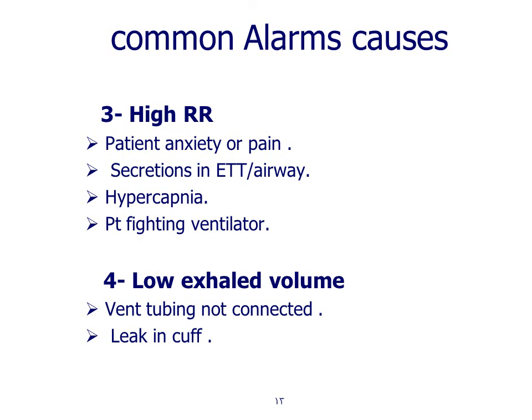High respiratory rate: the patient is anxious or in pain, secretion in endotracheal tube, hypercapnia زيادة ال CO2, patient fighting ventilator. Low exhaled volume نتيجة انه there is a leak in the cuff or the ventilator tube not connected.